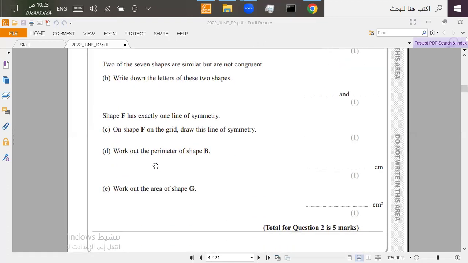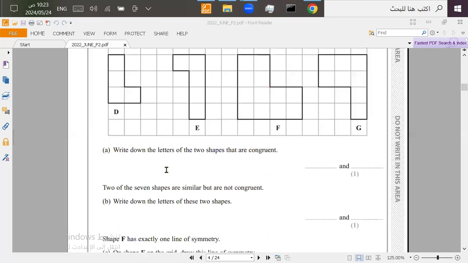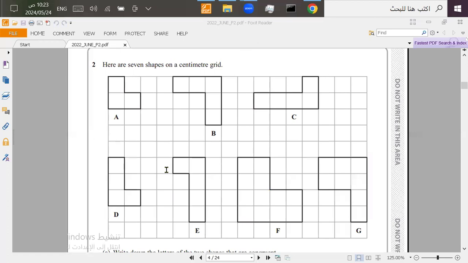Okay, work out the perimeter of shape B. Let's take a look at shape B. What is the meaning of perimeter? Very good. Perimeter means the outside of the shape. So we have to find out what are the lengths of the lines and then add them together. We know that it's a centimeter grid, so each box is 1 centimeter.